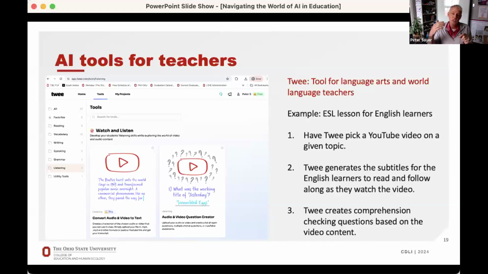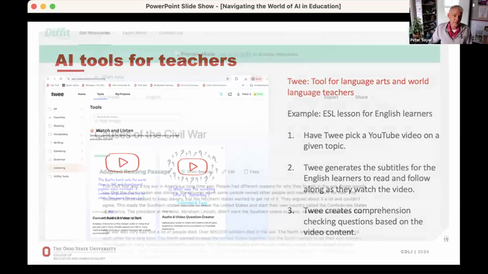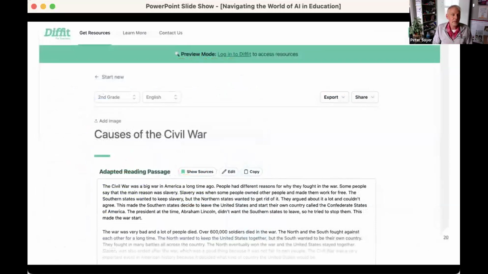And then it will generate comprehension questions about the video based on the content, right? I thought, wow, this would have taken me hours and hours and hours to create a lesson like this. And it can do it, again, for a very particular topic, a particular interest that the student has. It can generate it like in a minute, right? So that's pretty amazing. Similarly, there's another tool called Diffit.